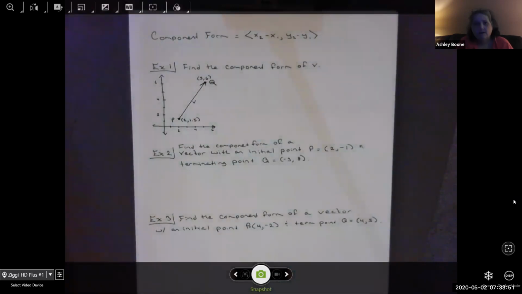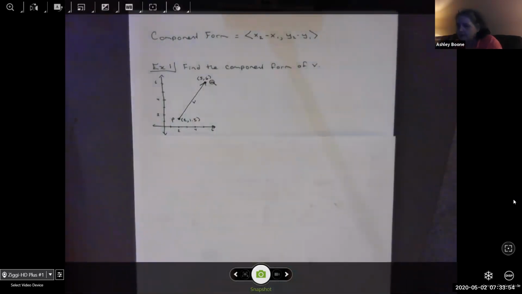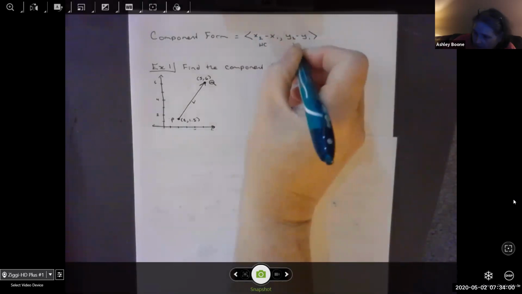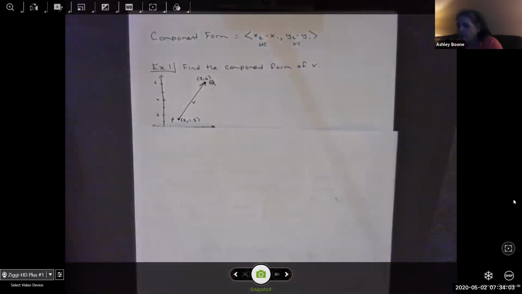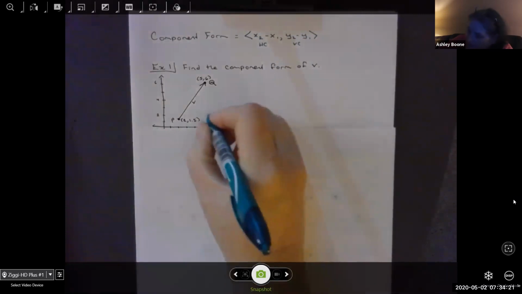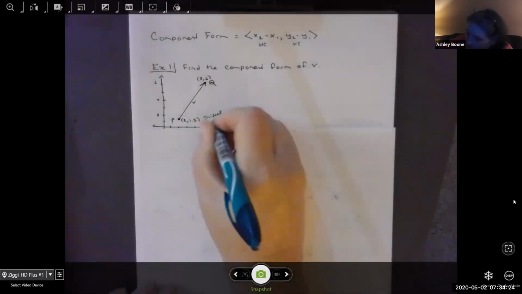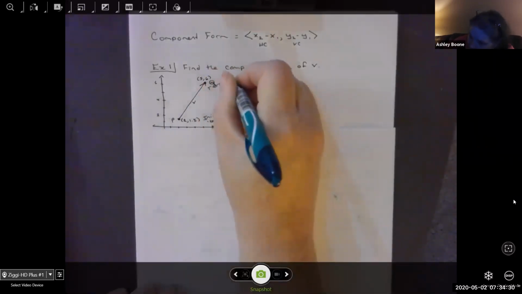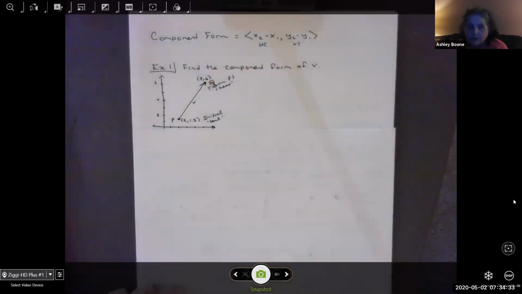So let's look, for example, remember, component form, difference in x's, difference in y's. This is my horizontal component. This is my vertical component, okay? I want to find the component form of this vector. I have vector v. I'm given that the point P is 2, 1.5. Point Q is 5, 6. It's important we know where the vector is starting, where it's ending. So we know this is the initial point or the tail. This is the terminating point or the head of the vector.